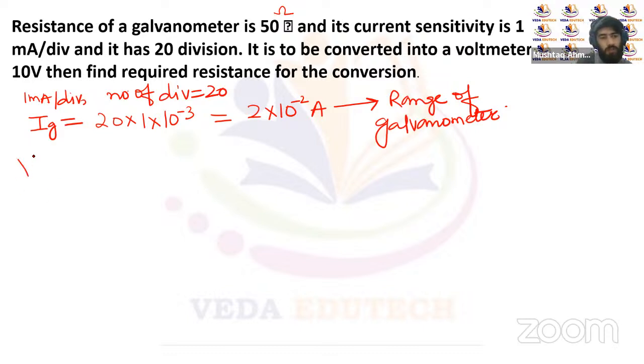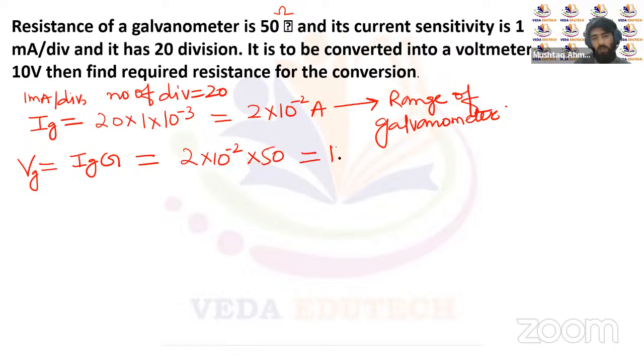So the range of potential difference measurement for this galvanometer will be equal to Ig multiplied by G, where G is the resistance of this galvanometer, right? The resistance of this galvanometer is 50 ohm, so we multiply it with 50. That will be equal to 1 volt. This is the range of galvanometer for the measurement of potential difference.